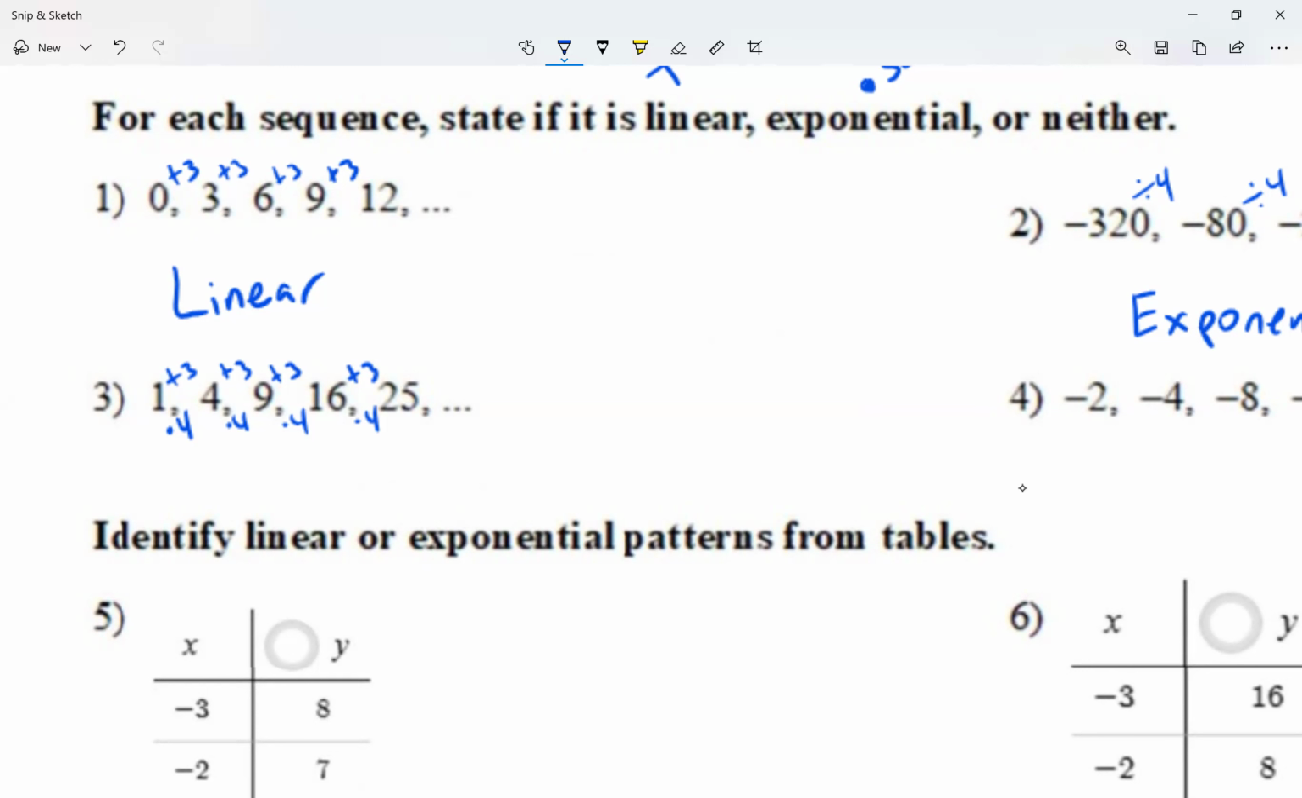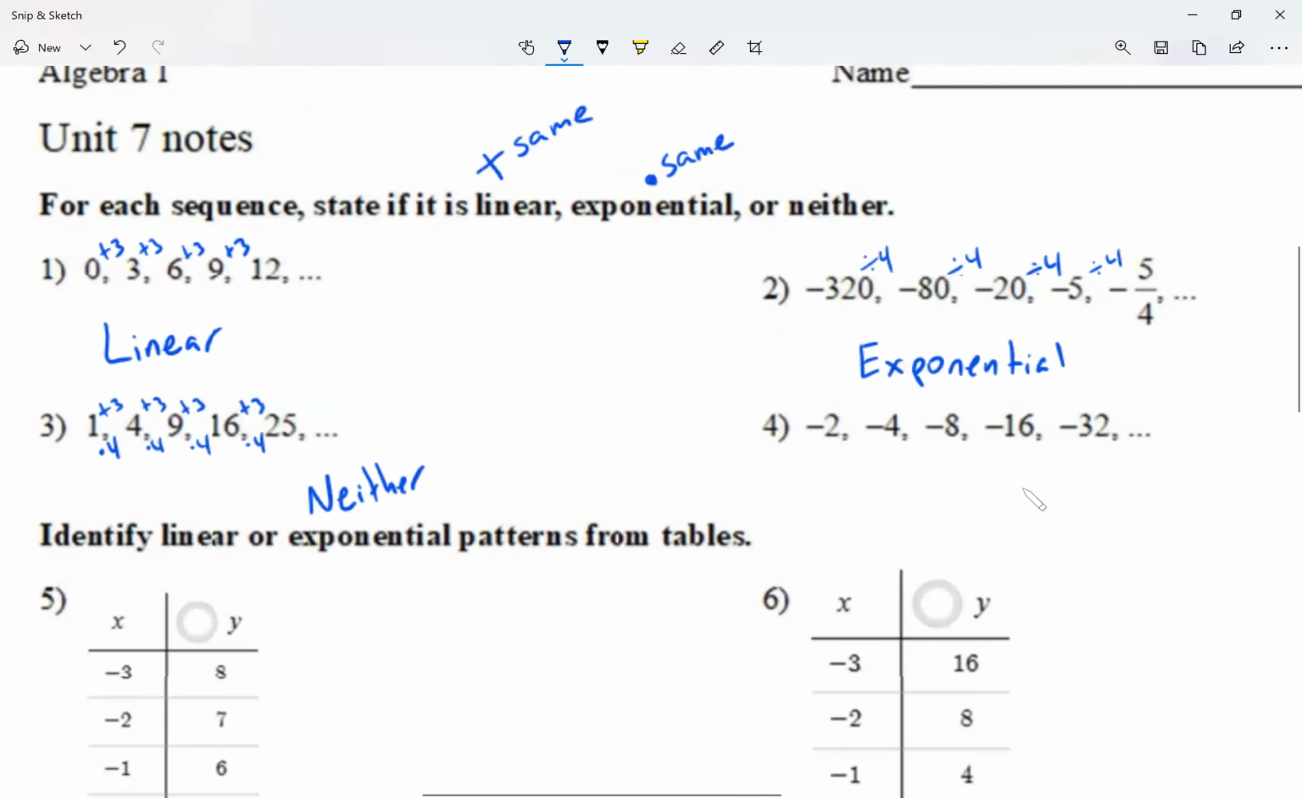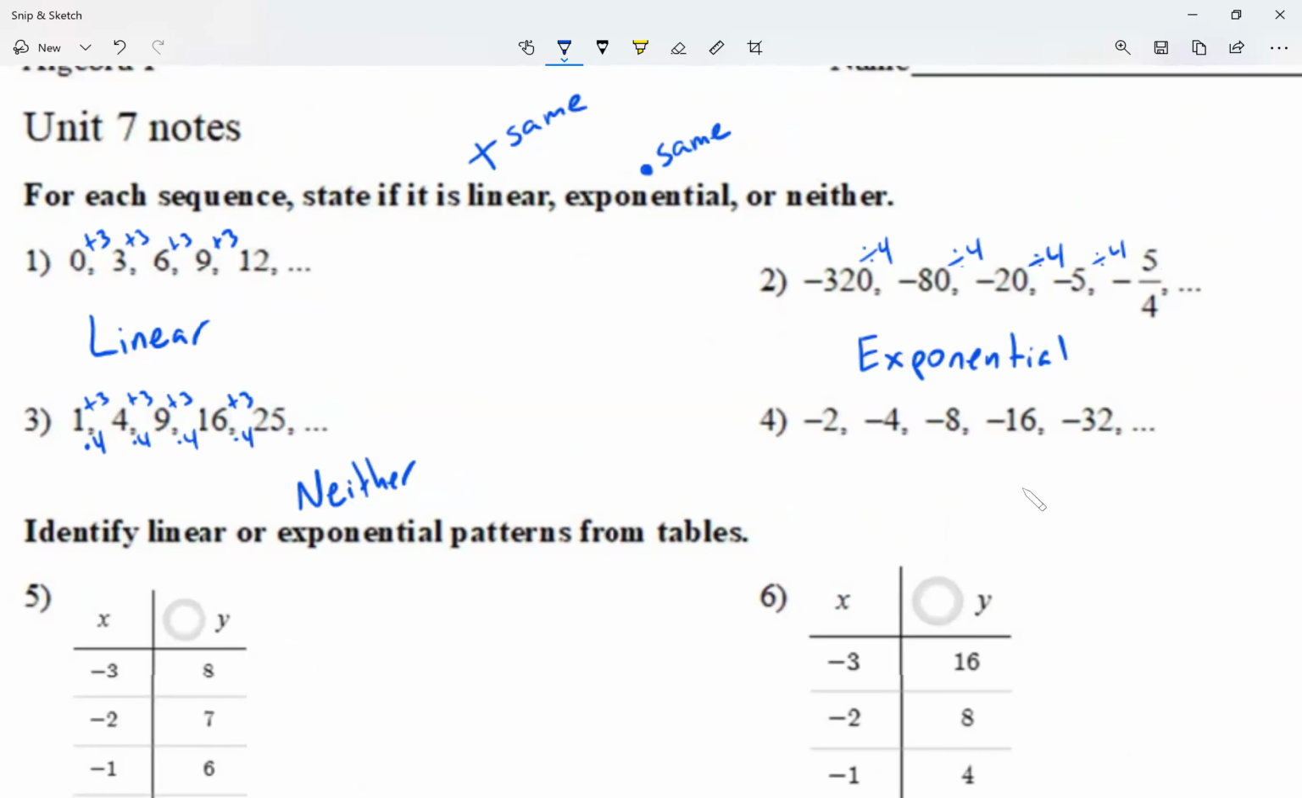Notice how I check if it is linear. Notice I check if it is exponential. If it is neither of the two, then I'm going to call this neither. All right, so we saw an example of each. Let's take a look at number 4.